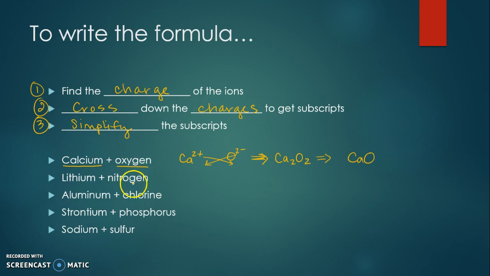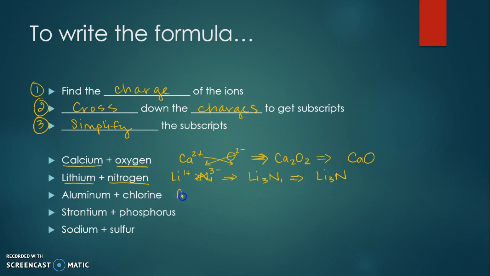All right, let's try another one. Lithium is in group 1, so it's going to have a charge of +1. And nitrogen is in group 15. It has a charge of -3. We're going to cross them down, and we end up with Li3N1. Now, we don't ever write ones, so we're going to drop that and simplify it to Li3N. If you're thinking that you've got this, go ahead and try. Pause it, try the next 3, and come back and check your work.